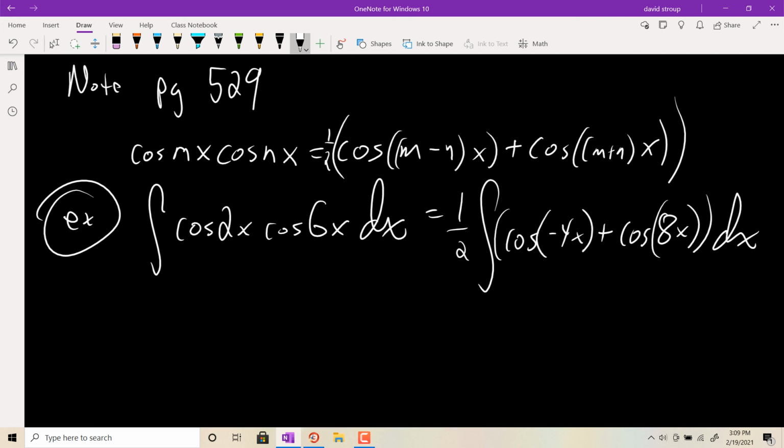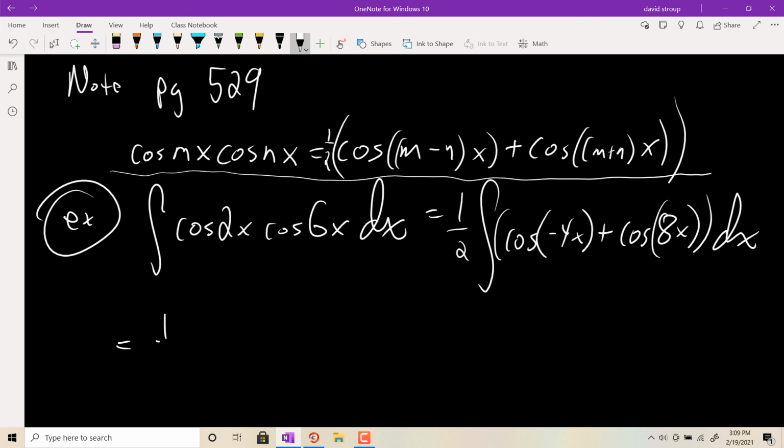So, anyways, here I converted cosine 2x times cosine 6x into a sum of 2 cosines that now I can take the integral of, right? How did I get cosine of -4x? Well, that's just 2 minus 6, right? I'm just using this formula that's given in the book. There's like 4 of these. This is just one of them. And then I have 2 plus 6, which is going to be 8 here.